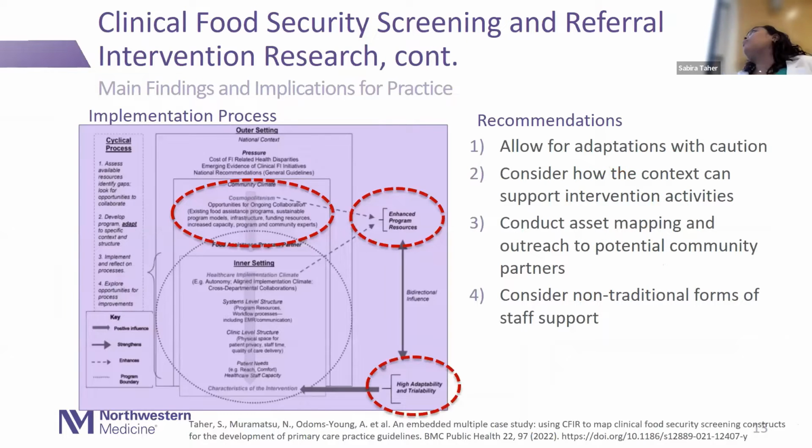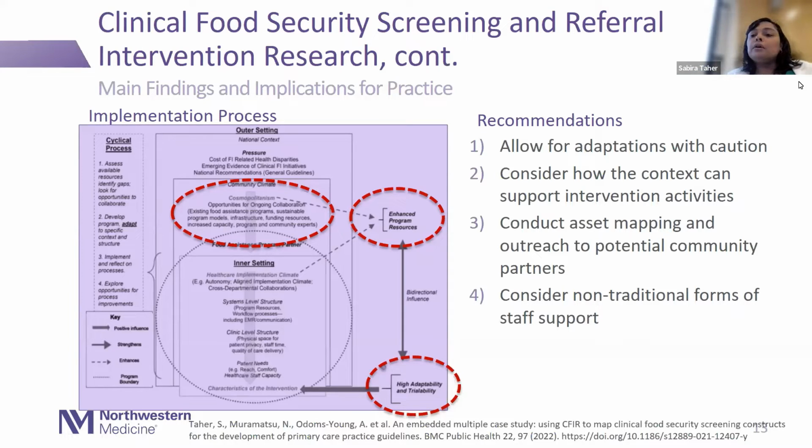And so the main product of this study was this conceptual implementation model. Without going through the details of this entire model, I'm going to be focusing on what is circled in red. Essentially, the high adaptability and trialability of this implementation process was enhanced by program resources that were generated from community partnerships that were already established with each health system. And so I think it makes a strong case for why community engagement is so important in this process.